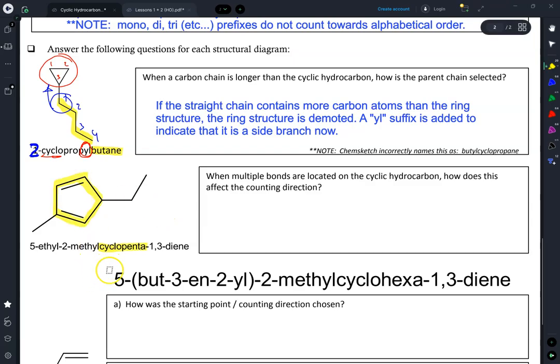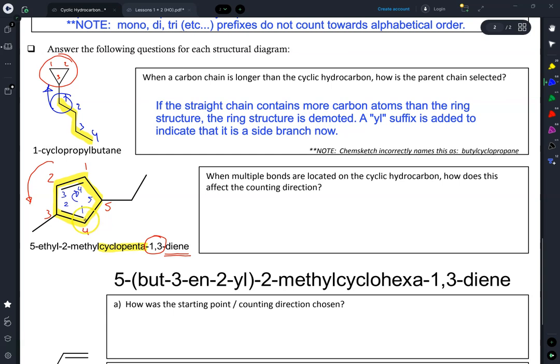First, you'll notice that the parent chain is cyclopenta, so the ring structure contains 5 carbons, 1, 2, 3, 4, 5, which is longer than the other side branches, so therefore this must be the parent chain. Next, you'll notice the suffix diene to say that there are 2 of these double bonds located over here. You'll notice that the address numbers for these double bonds are on the 1 and 3 carbon. So I can start at this carbon and count counterclockwise, 1, 2, 3, 4, 5. That way we have a 1 for the double bond location and a 3 for the double bond location.